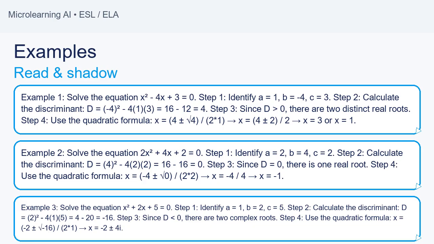Step 4. Use the quadratic formula. X equals negative 4 plus or minus 0 over 2 times 2. X equals negative 4 over 4. X equals negative 1.